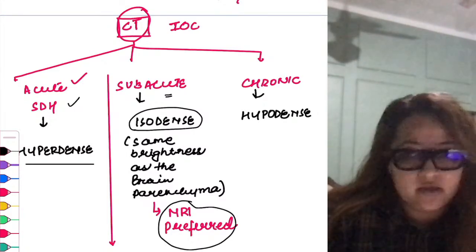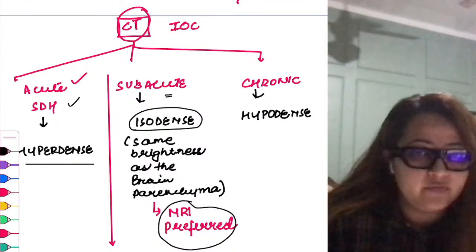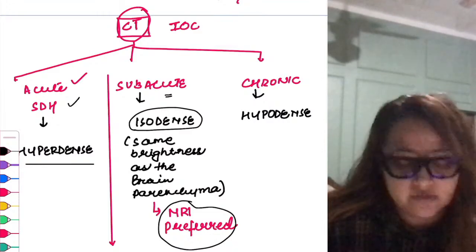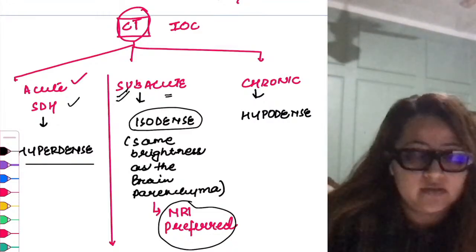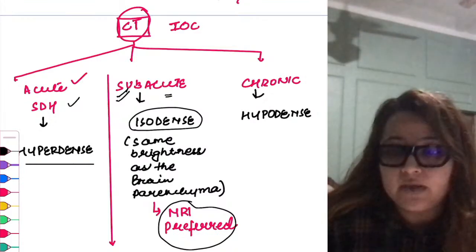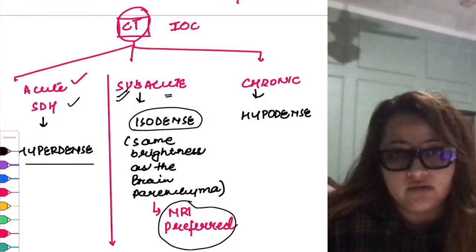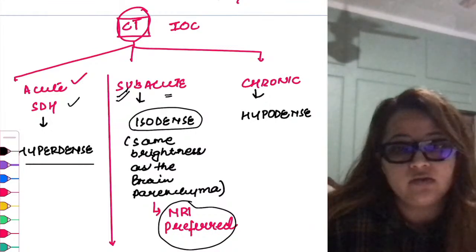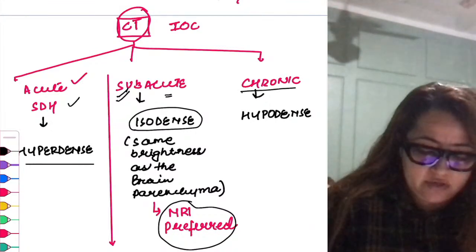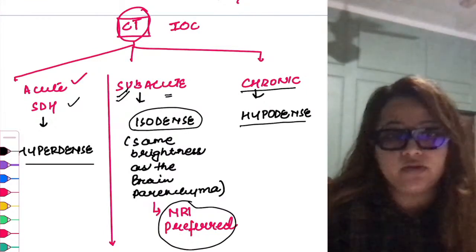Okay, so if they ask you in which condition MRI would be the preferred modality of choice, in case of subdural hematoma, your answer to this question is subacute. Why? Because in subacute subdural hematoma, the appearance on the CT is isodense. The lesion will appear isodense, so it is very difficult to identify it. Then chronic will appear hypodense.